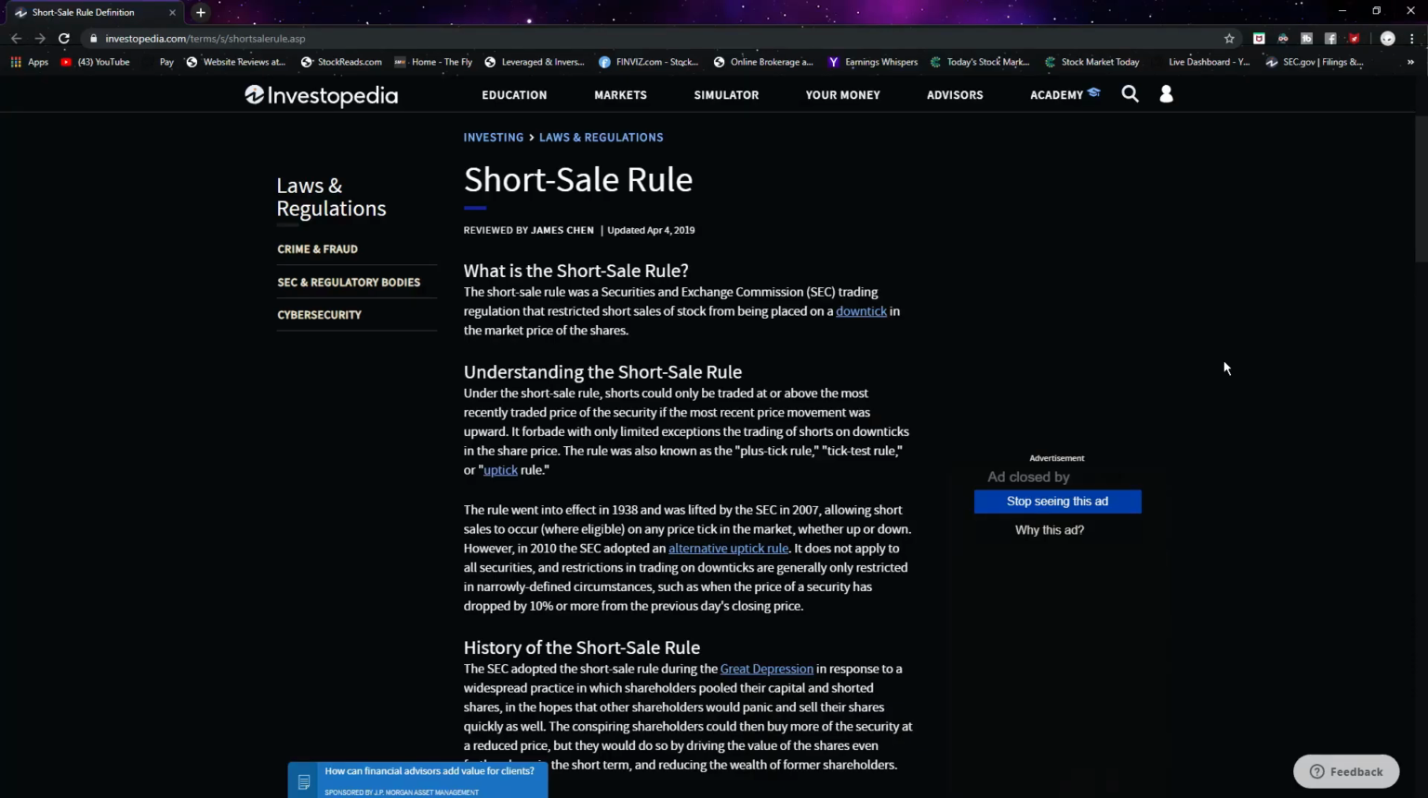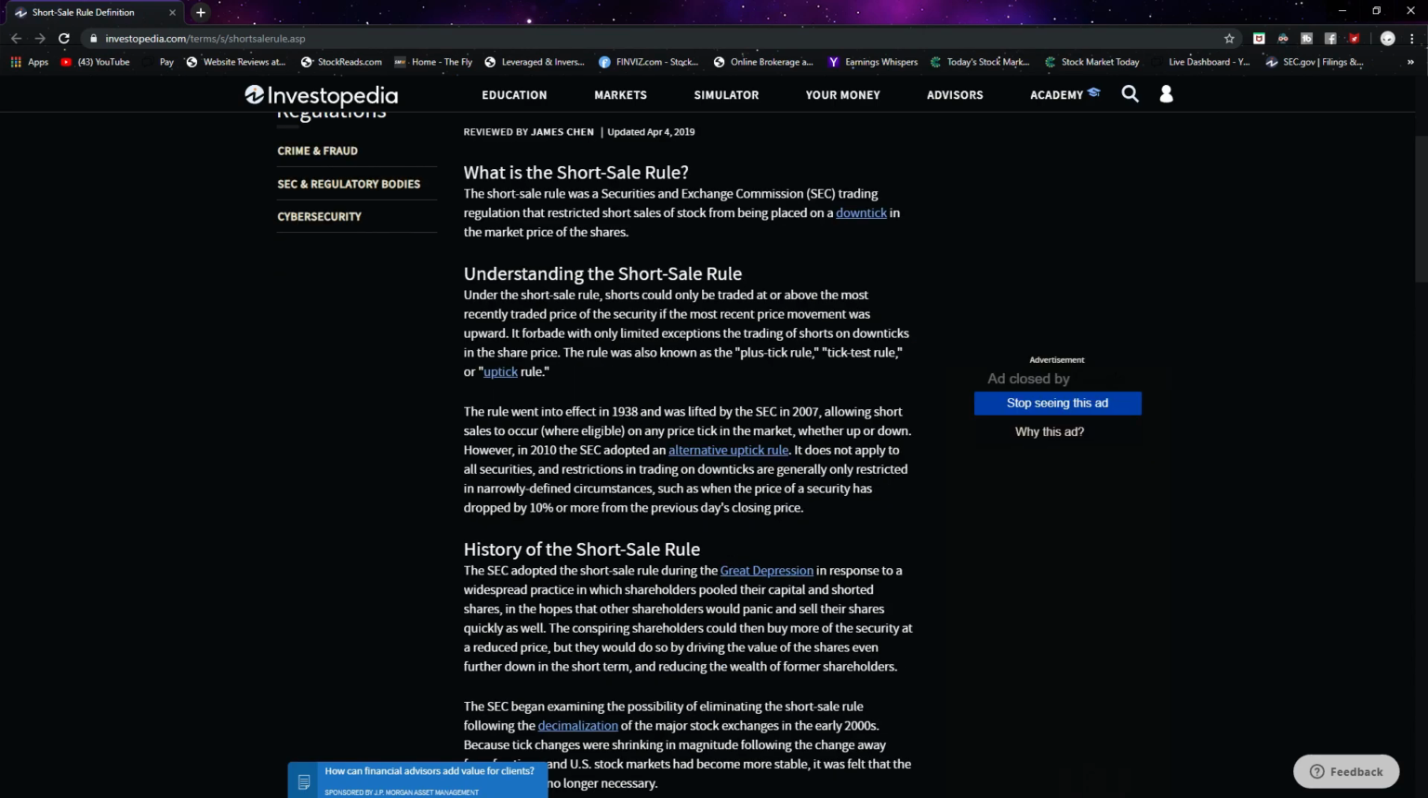So now I will bring over Investopedia to give you the definition of the short sale rule. What is the short sale rule? The short sale rule was a Securities and Exchange Commission trading regulation that restricted short sales of a stock from being placed on a downtick in the market price of the shares, which is the bid.